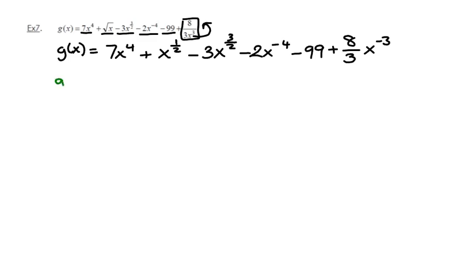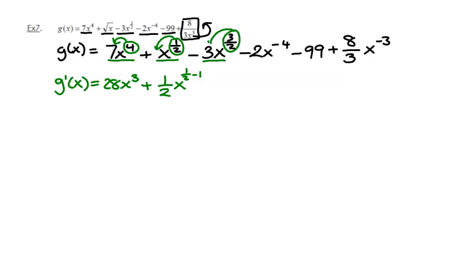G prime of x is equal to, do the derivative of this one first. Bring the 4, 28x to the power of 1 less. Plus, do the derivative of this one next. 1/2, bring it down to the front, x to the power of 1/2 minus 1. I'll deal with that later. Okay, now this guy. Multiply the front, negative 9 over 2, x to the power of, and then your exponent, minus 1.